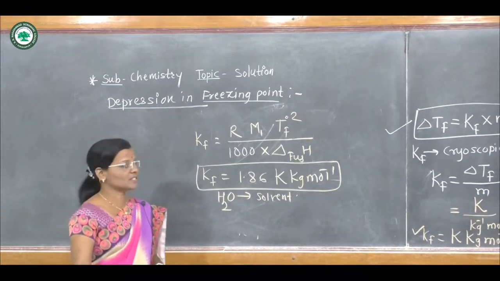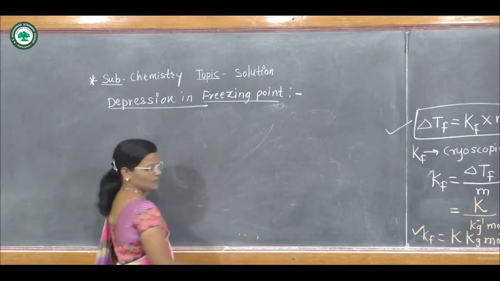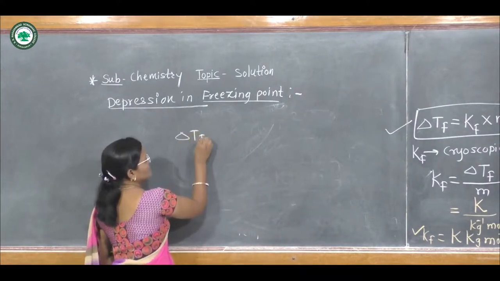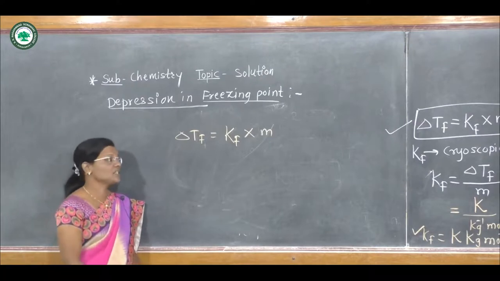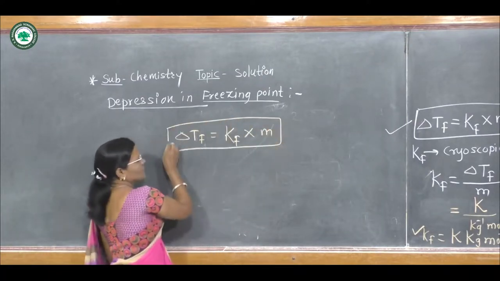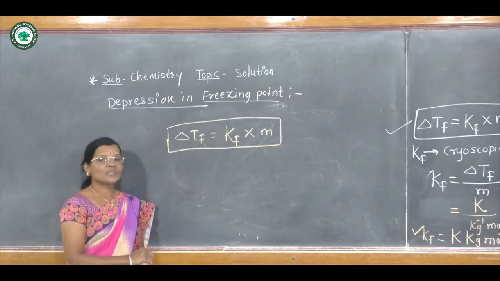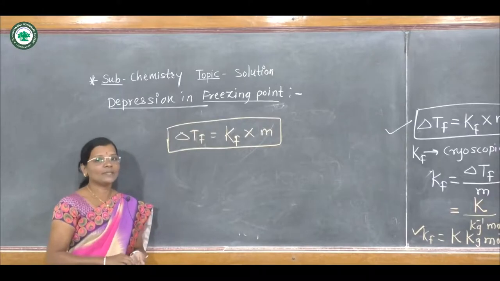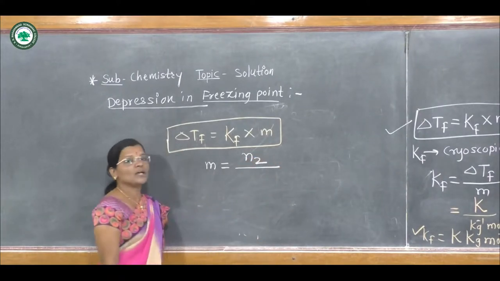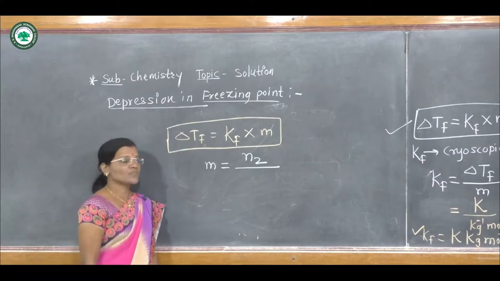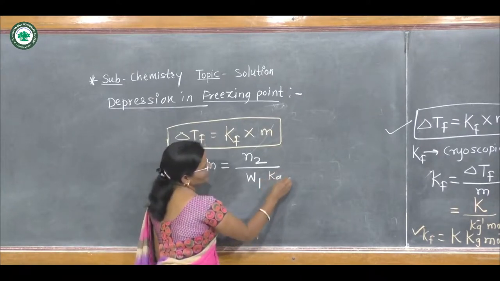Now let us see the next concept, as we have obtained the relation for ΔTf. ΔTf is equal to Kf, the cryoscopic constant, into the molality of the solution. From this equation we can relate the molar mass of the solute, or the weight of the solute, with the depression in freezing point. Molality is equal to the number of moles of non-volatile solute present in the solution divided by the weight of the solvent in the solution, in kilograms.